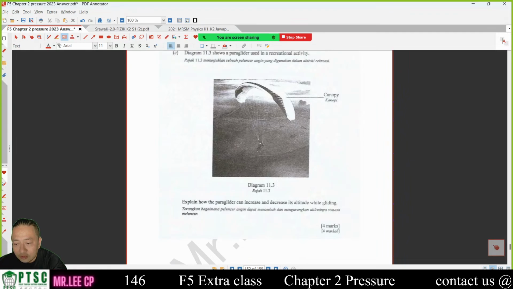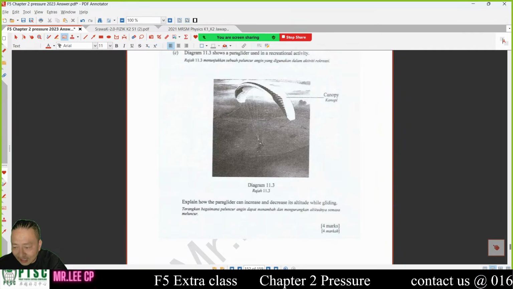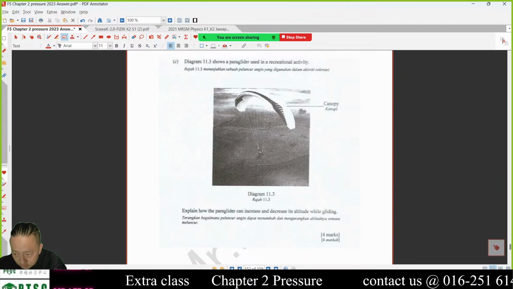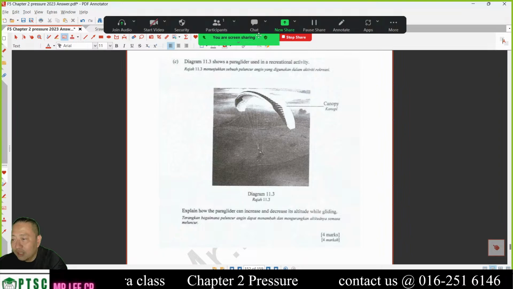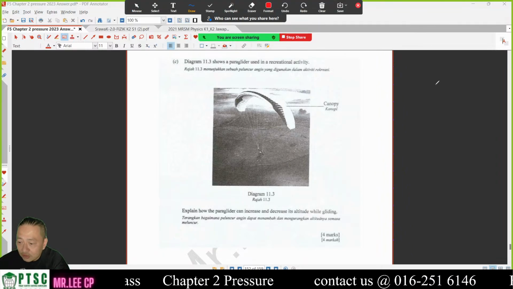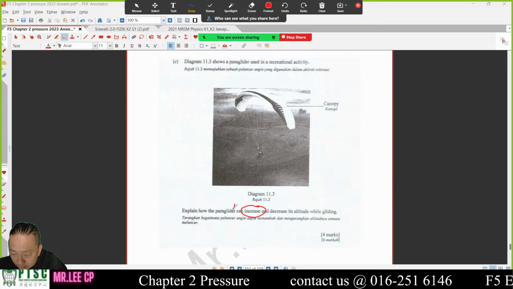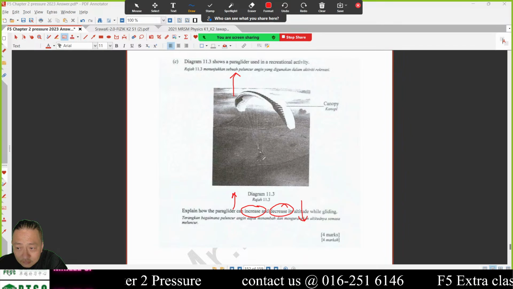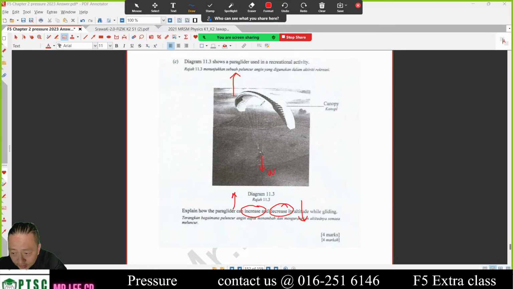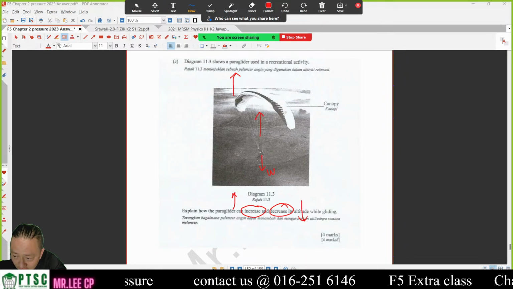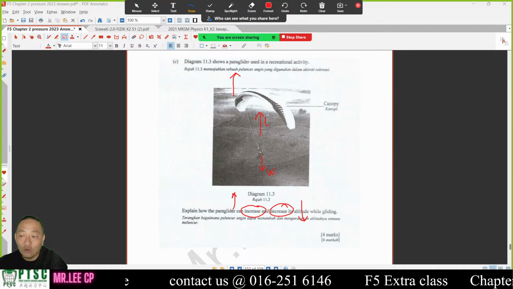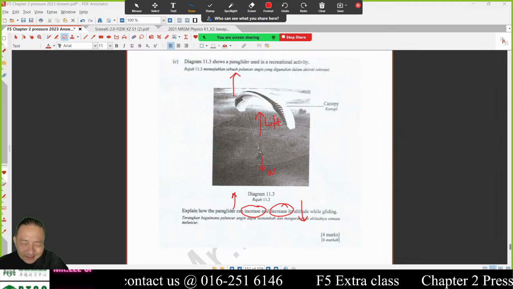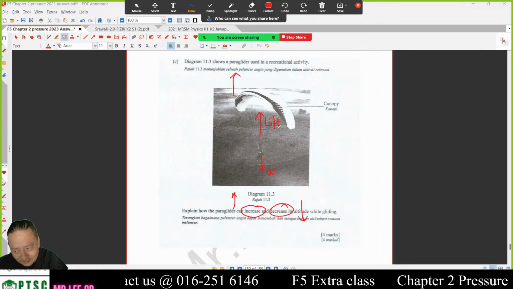Now, next one. How can the paraglider increase or decrease the altitude when gliding? Let me explain this one first. It means you want to go up and go down. If you want to go up, this is called weight, and that is a force. What force? I call it lift force. You can call it buoyant force. No, don't call it buoyant force.